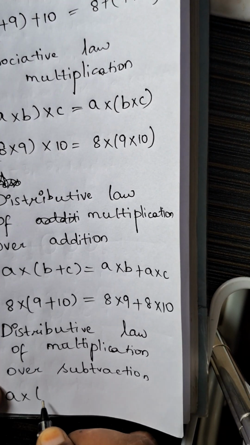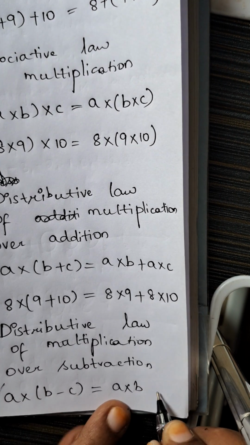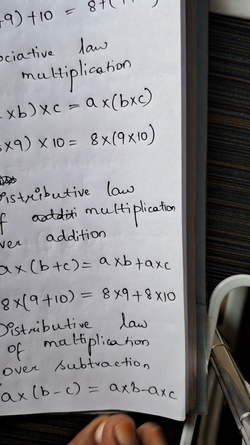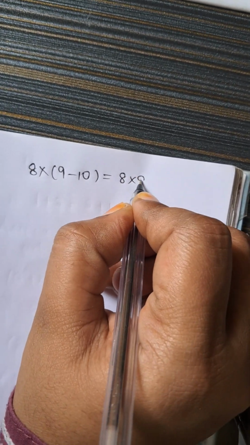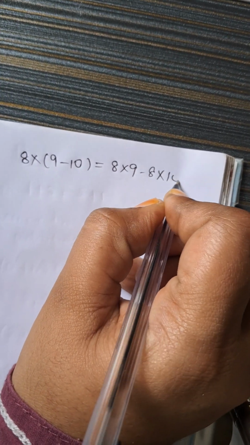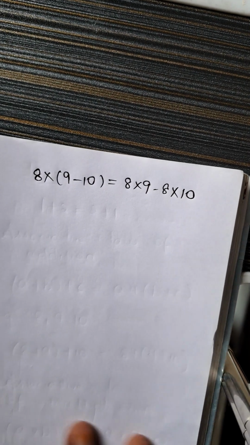So A into (B minus C) is equal to A into B minus A into C. For example, for any three integers, 8 into (9 minus 10) will be equal to 8 into 9 minus 8 into 10. So these are all properties of integers.